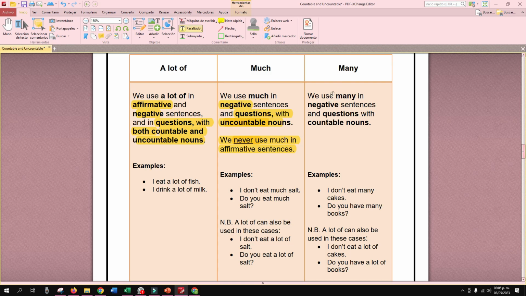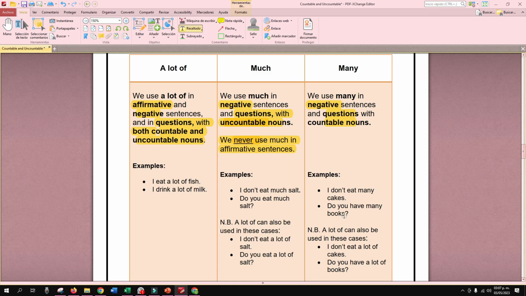Many. We use many in negative questions and with countable nouns, right? With countable nouns. I don't eat many cakes. Or, do you have many books? Right? So in this case, you're using that.